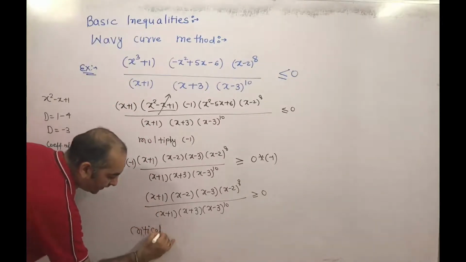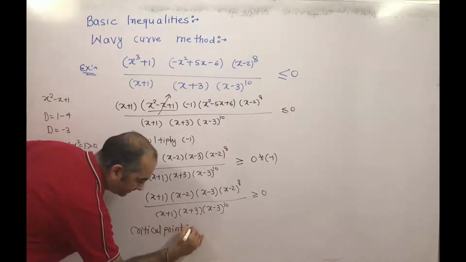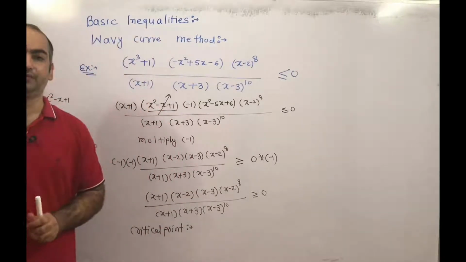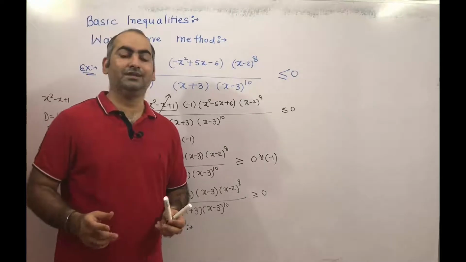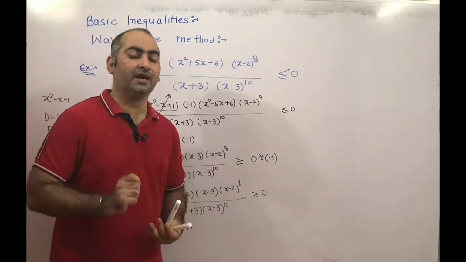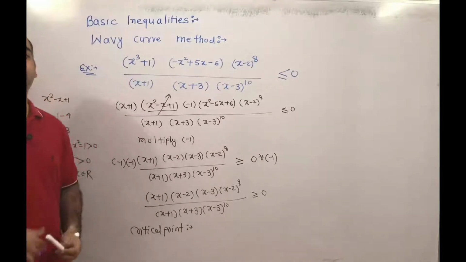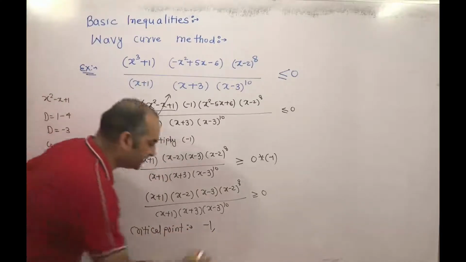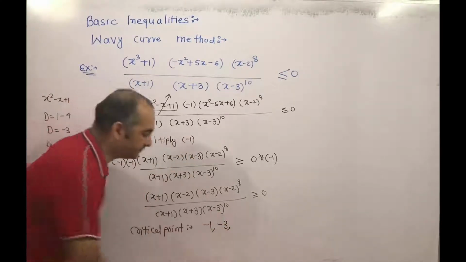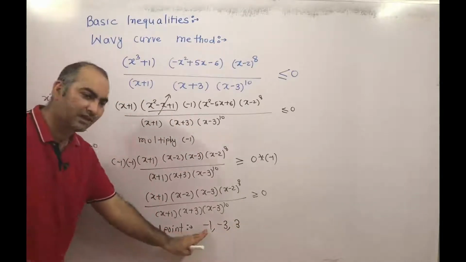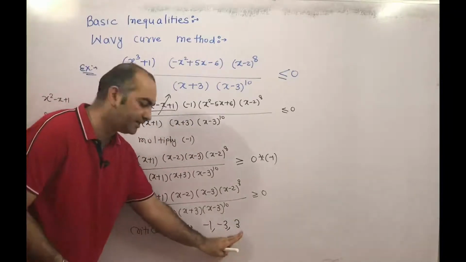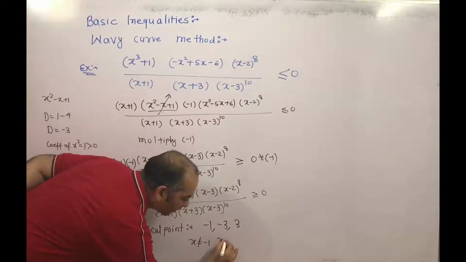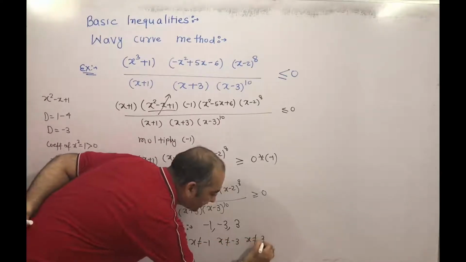Whenever an equation like this comes, first we will find the denominator's critical points, the points where the denominator becomes 0. You know if the denominator becomes 0, then it will be undefined, so that point is always not included. So here the denominator critical points are x = −1, −3 and 3. At these three points the denominator will become 0. So from here we can say that x should not be −1, x should not be −3, x should not be 3.